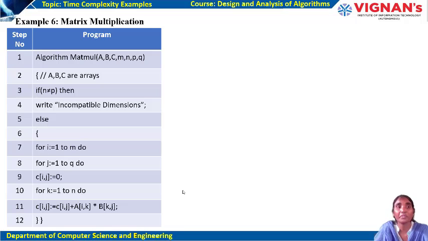So that condition we are checking initially. If n is not equal to p, which means that the columns in the first matrix are not equal to the rows in the second matrix, then we could not multiply the matrices. That is why: incompatible dimensions. Else, we can do the computation.